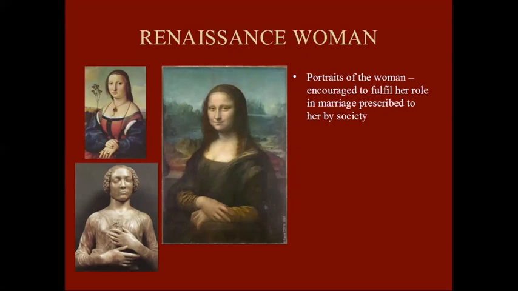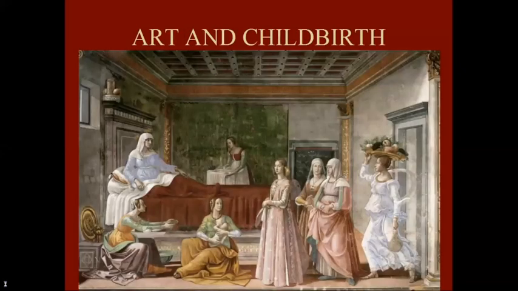Now, art and childbirth. You go from marriage and then you're expected to give birth, and we have this image by Ghirlandaio, the birth of St. John the Baptist, this Renaissance interior. You have to understand that the birth of children in this time period happened in an environment like this.